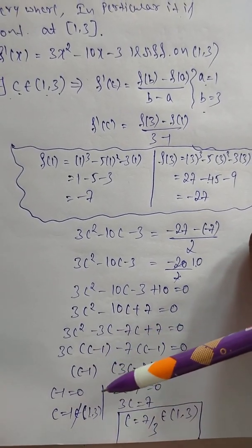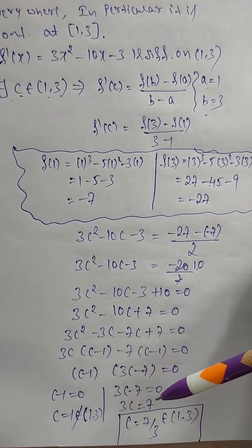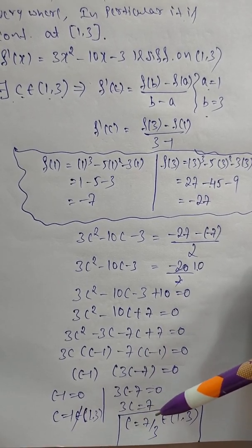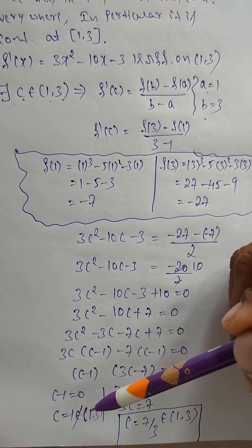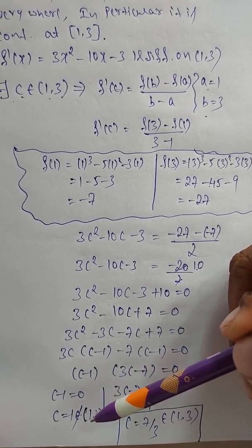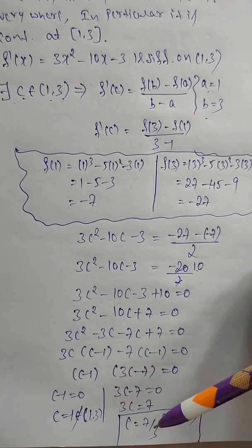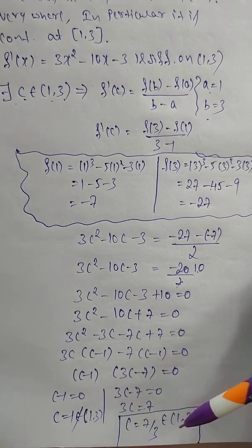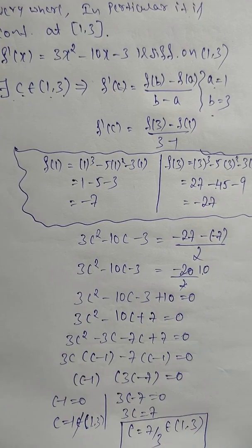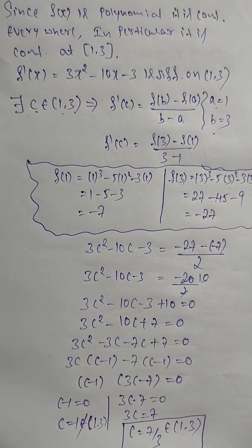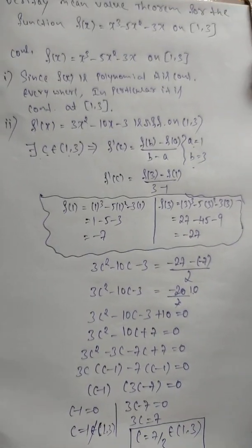Means c minus 1 is equal to 0 or 3c minus 7 is equal to 0. Here c is equal to 1 or 3c is equal to 7, means c is equal to 7 by 3. Here this 1 does not belong to the open interval 1 comma 3, because 1 is not included in this interval. Here 7 by 3 means 2.3 something, so this belongs to the open interval 1 comma 3. This is the answer. Is it clear? So this will be for 3 marks.